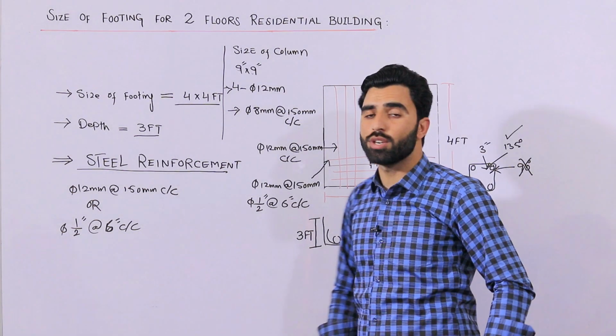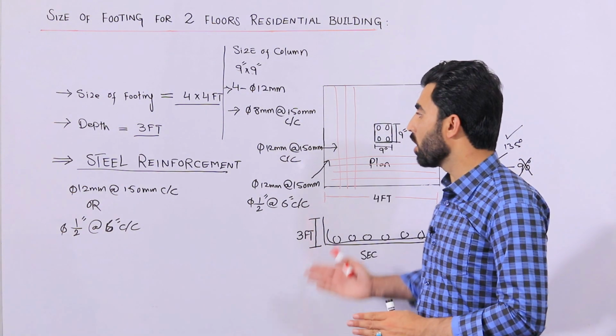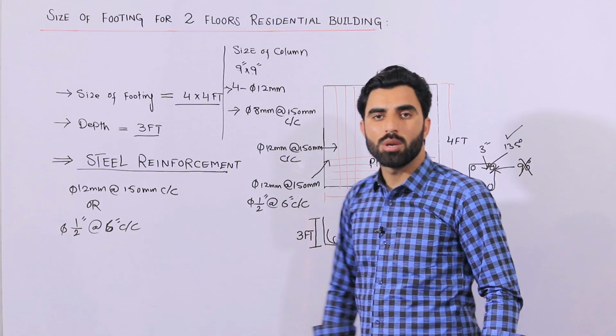So this is the size of footing, depth for G+1 story, also steel reinforcement details with column.